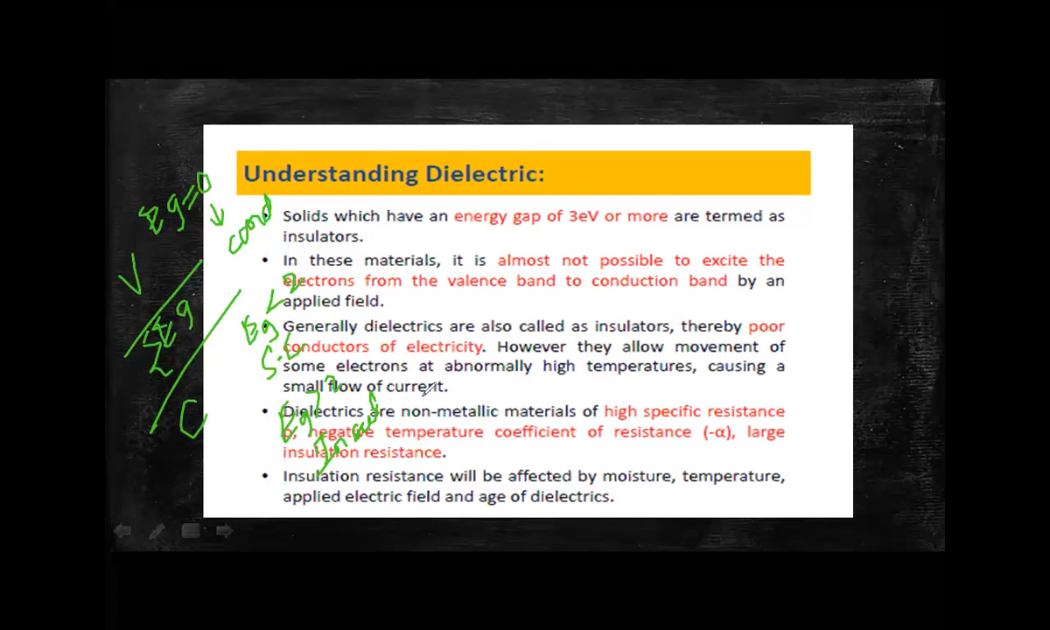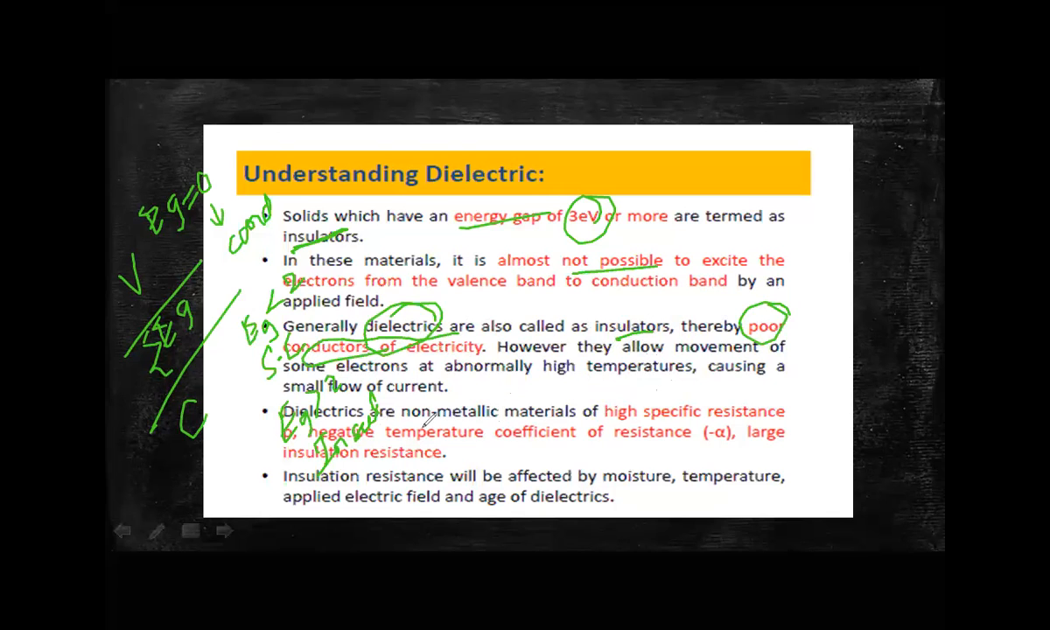We also mentioned that solids which have an energy gap of more than 3 are termed insulators. In these materials, almost all of them don't conduct. Dielectrics are also called insulators, as I mentioned. You can also call them poor conductors of electricity. They don't conduct easily; however, they conduct only in the presence of an electric field.